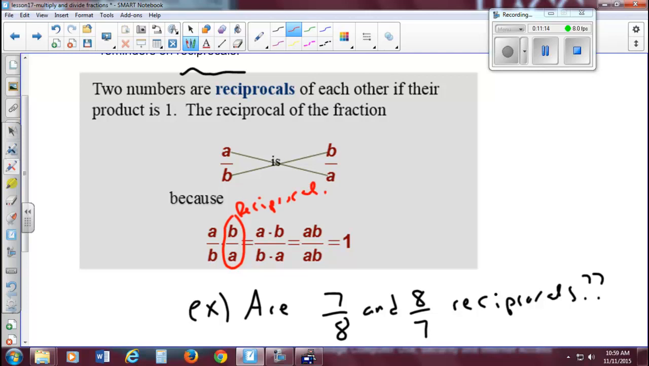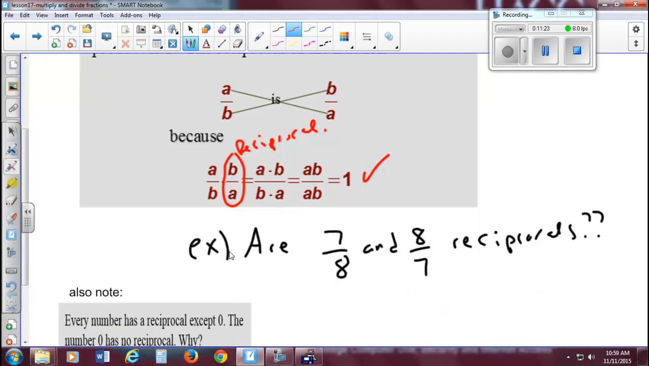And notice, if you take A over B times B over A, you're going to get AB over AB, which is 1. So let's just make sure we're understanding this little fact. Are 7/8 and 8/7 reciprocals? We say, yeah, sure they are. But let's check. Is it true that 7/8 times 8/7 equals 1? Well, yeah, because 7 times 8 is 56. Either way, you're going to get 56 over 56, which is 1. Okay? So indeed, they are reciprocals.